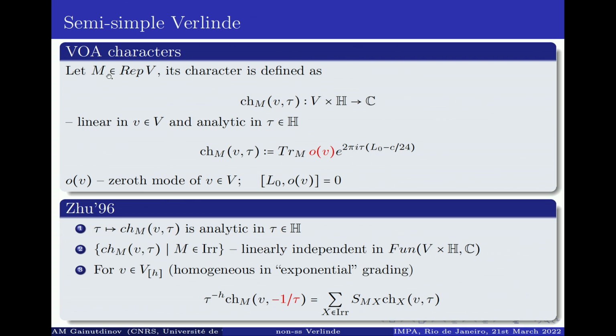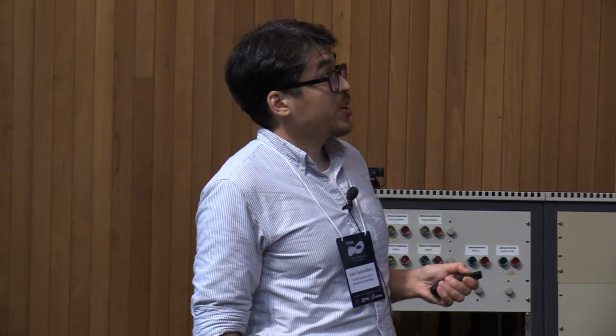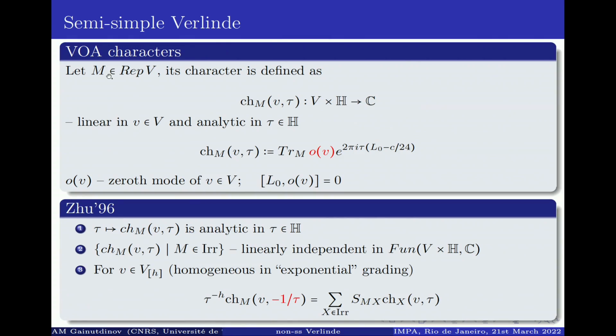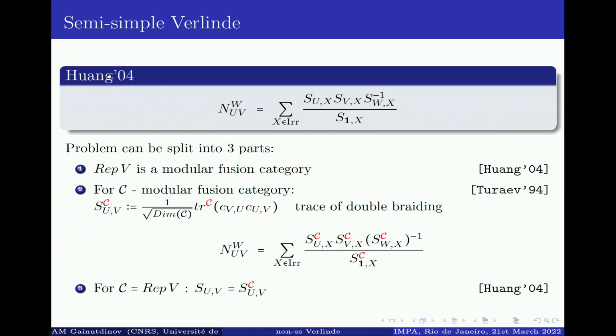This is grading with respect to some operator which is like L0 minus 1/2 L1 plus 1/6 L2 and so on. We call it exponential grading. For a homogeneous element with respect to this grading, Zhu proved that under the modular S transformation, when we replace tau by -1 over tau with the appropriate power of tau to the grading H, it can again be re-expressed in terms of characters over irreducible representations with some elements S_MX. So that's a theorem in this generality.